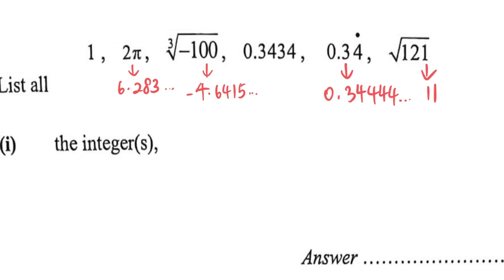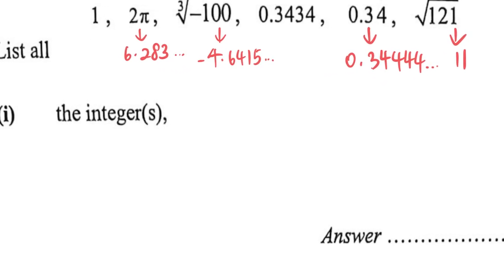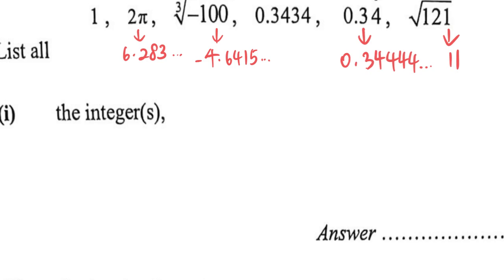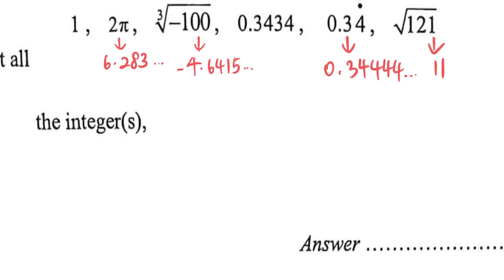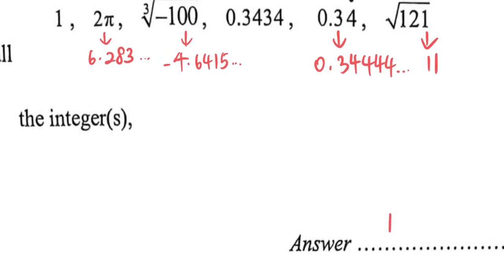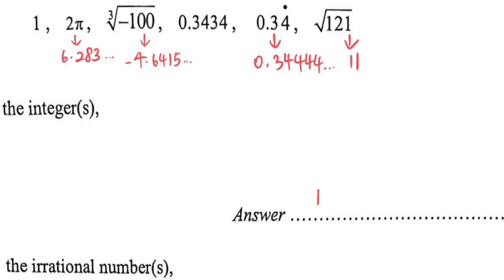Alright, so from here we need to list out the integers, and the integers are 1 and 11, but take note, I don't write 11. I write the original number that is given, which is square root 121.